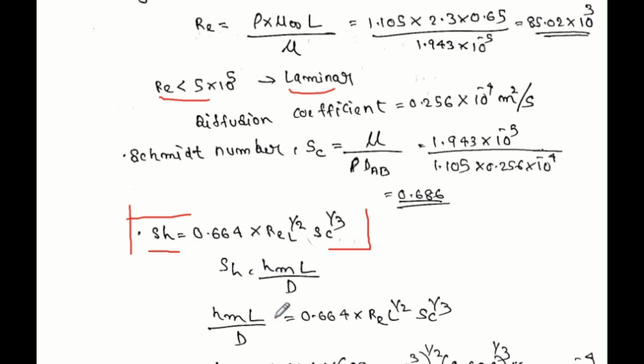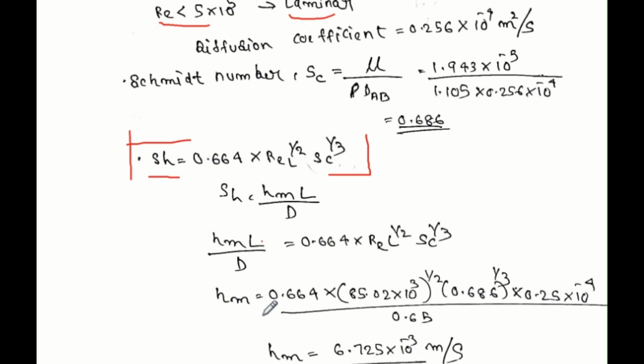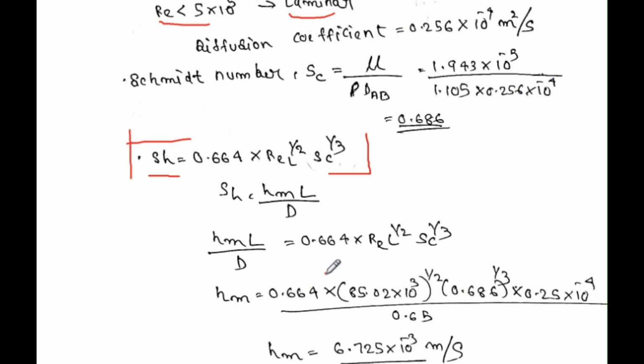So we have two equations having the same left-hand side, so obviously we can equate the right-hand sides. From this equation, we can find the value of the mass transfer coefficient, hm. Cross multiplying, we get the value of the mass transfer coefficient. So that's the very first step we have to know.